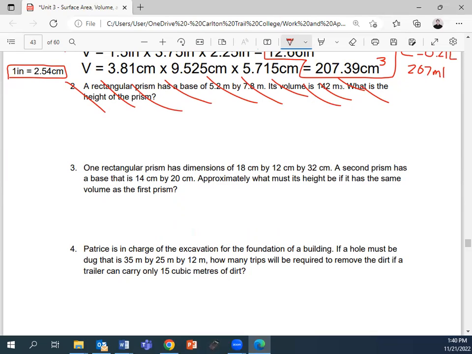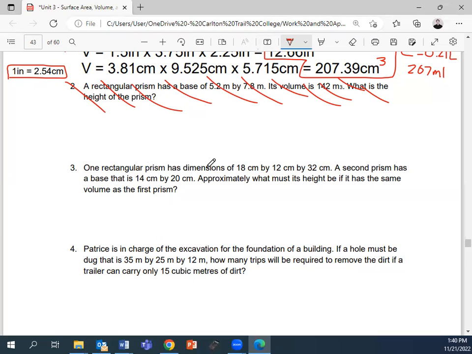I found the volume of the first prism when I got all the dimensions up, and then I divided it by 14 centimeters and 20 centimeters to find the height. Okay, yeah. And I don't know if that's correct, but it could work. Yeah, well, we'll go through that again. Now we're in a complex problem. There are different ways of solving it.